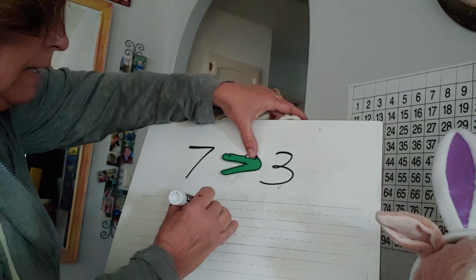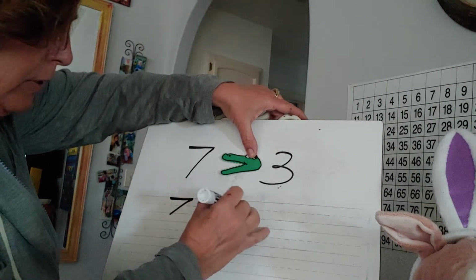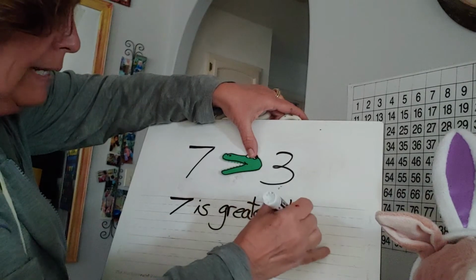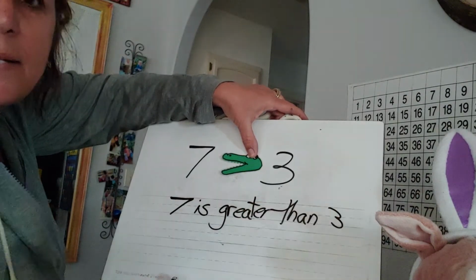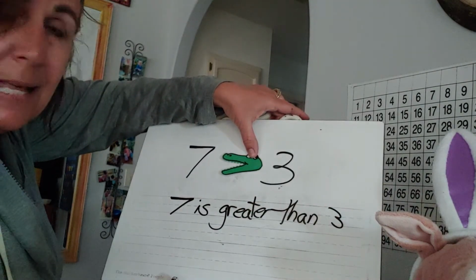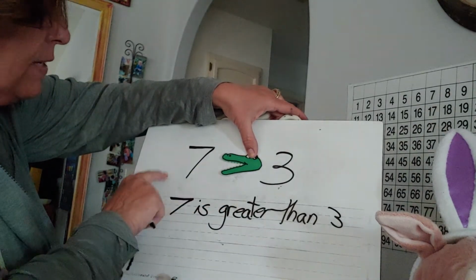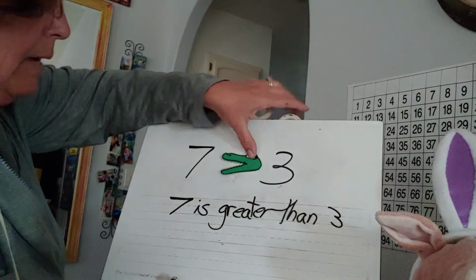7 is greater than 3. That's our number sentence. That's what it would look like. 7 is greater than 3. And we always have to start on this side and read that way.